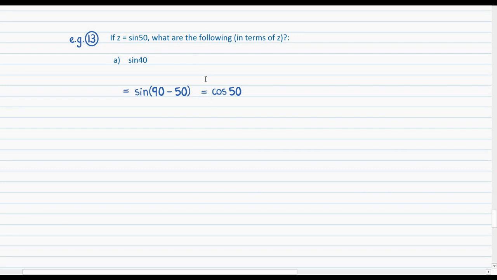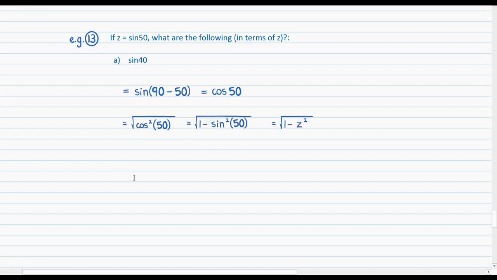Then to get sine 50, we can just rewrite this in terms of the square identity as the square root of cos squared 50, which is just the square root of 1 minus sine squared 50, which would just equal the square root of 1 minus z squared.